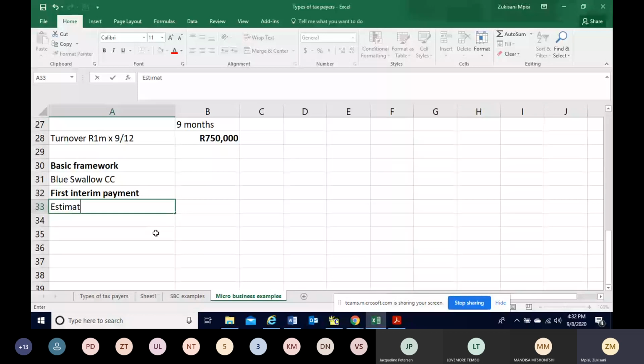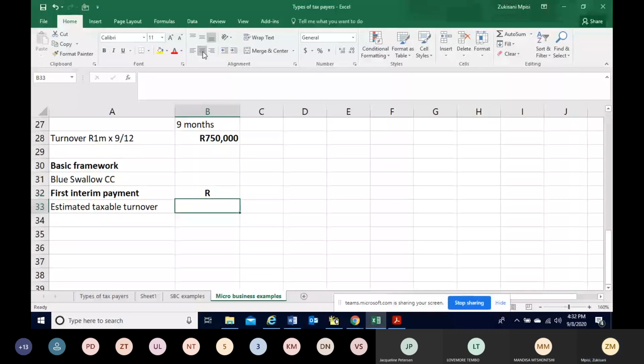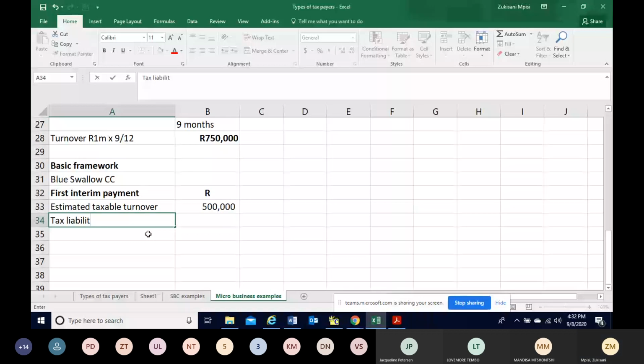We are given an estimated taxable turnover. I'm just going to show here that we are dealing with rands. And in this case, we are told that it's 500,000. And the first thing that we must do is to calculate a tax liability. And the question now becomes, where do you get this information about the tax liability? So this information you get if you look into your textbooks. You will be able to see the information about the tax rates that are applicable to a micro business. You've got a nice appendix that gives you rates applicable for each of the relevant taxpayers.